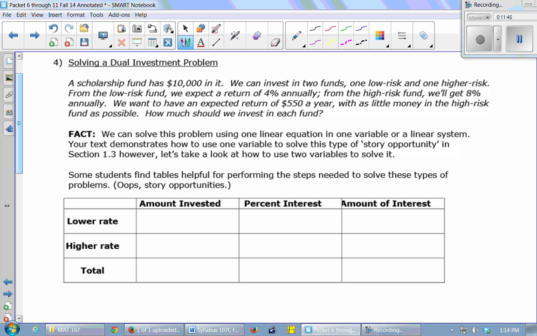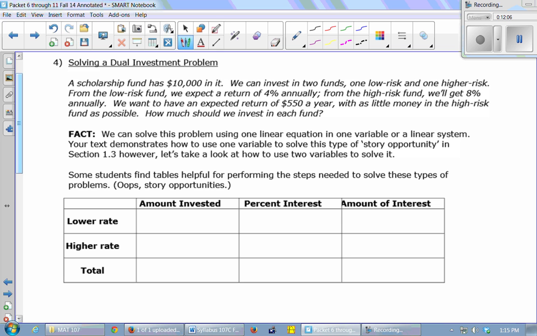You can just use the interest to award your $550 scholarship. So we have to invest this carefully to make sure we get $550 each year. And we want to put as little money as possible in the high-risk fund because high-risk funds are riskier. We might lose some of our investment. So how much do we invest in each fund?